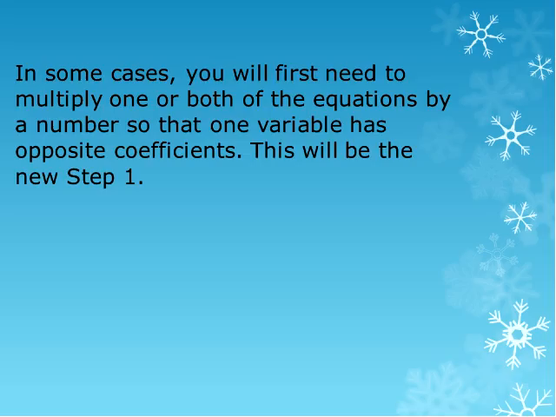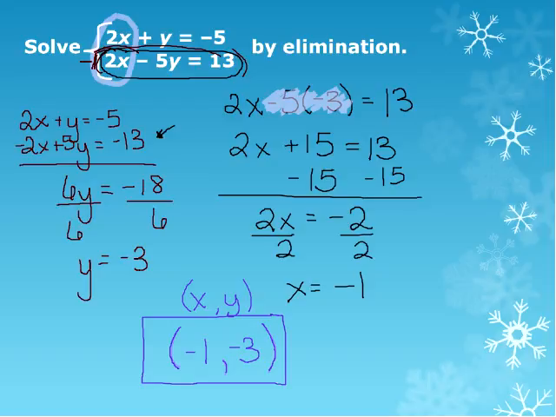Let me read through this one real quick. It says, in some cases, you will first need to multiply one or both of your equations by a number so that your variable has opposite coefficients. This is your new step 1. So if I were to go back to this example, we had to multiply this equation by -1 in order for it to cancel. Sometimes we have to actually multiply both equations by something before they cancel.